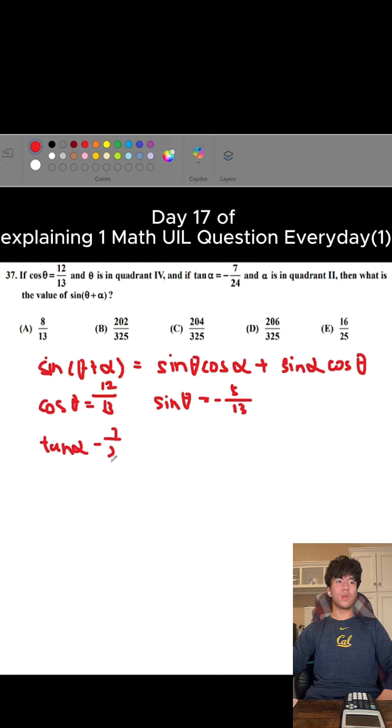Let's try to find cosine alpha. Tangent is y over x. The hypotenuse will be the square root of 7 squared plus 24 squared, which is 25. So cosine will be x over hypotenuse, 24 over 25, and it is in quadrant 2, so cosine will be negative. And the sine of it will be the other side, which is 7 over 25, and it is positive in quadrant 2, so we don't need to put any signs.